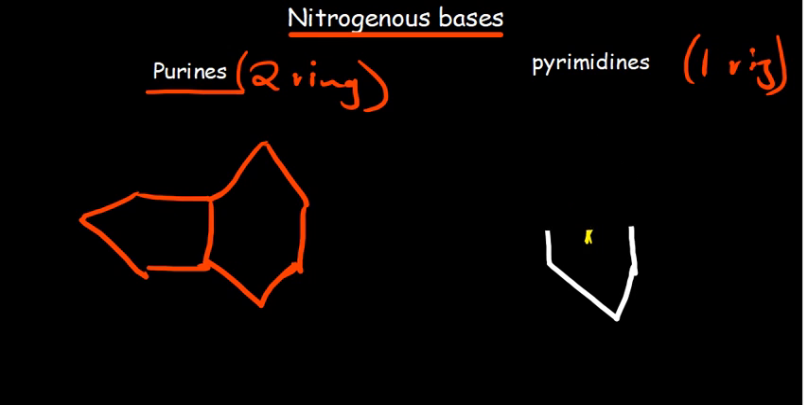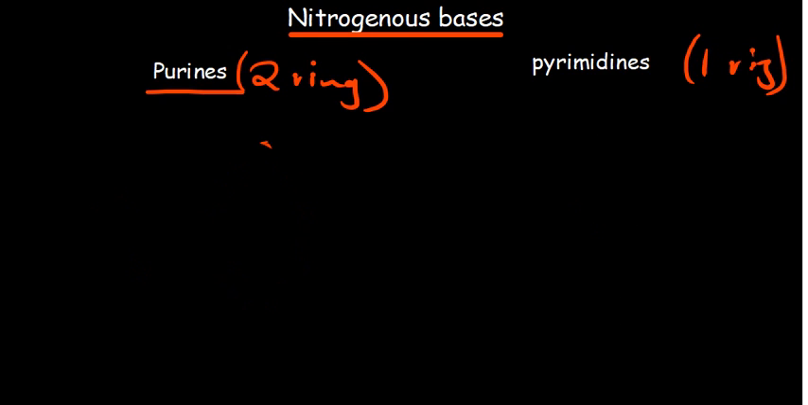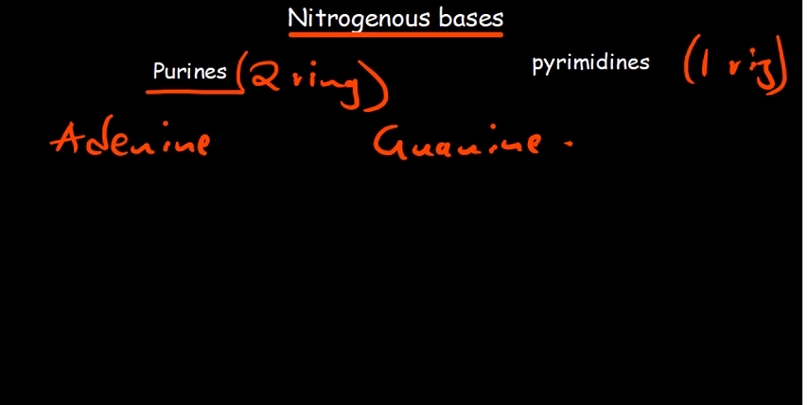When you talk about purines, you have to know that there are two types of purines. We have adenine and guanine. When you talk about adenine, the structure comes out like this.